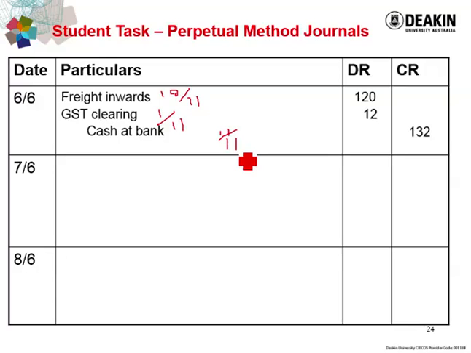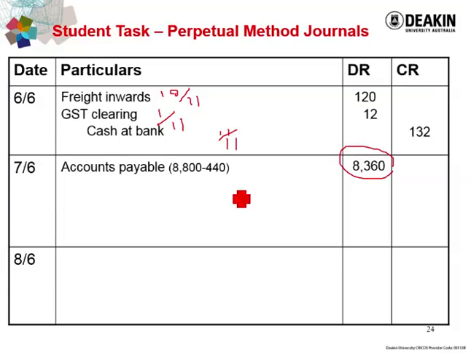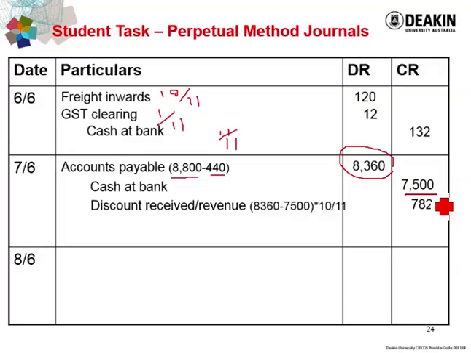On 7th of June, you paid creditor $7,500 in full settlement of account. In this case, we actually owe creditor or supplier 8360 because previously we purchased at 8.8K, but we actually returned $440 of goods. So to settle the accounts payable, we would debit accounts payable with 8360, but we only paid $7,500. It means there are discount revenue. So we credit cash at bank $7,500. This is how much we paid, and we credit discount received or discount revenue with the differential amount.